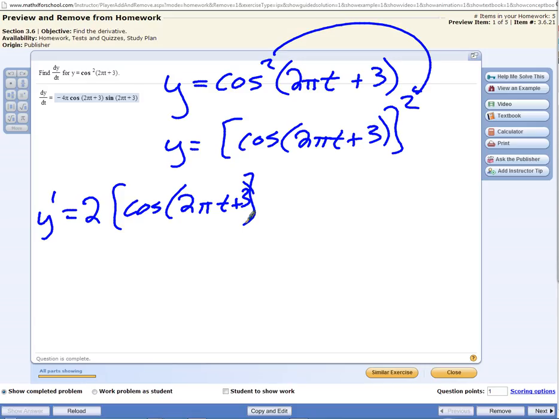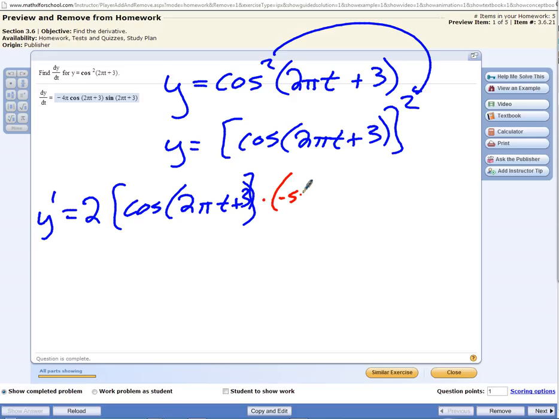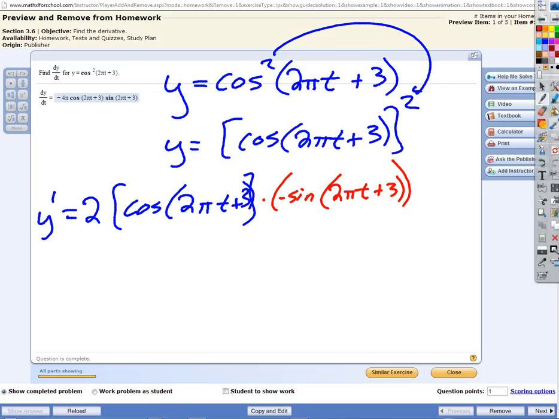Cosine. Okay, we have a derivative of cosine. What's the derivative of cosine of something? Negative sine of something. So times negative sine of 2 pi t plus 3. And then finally, if we peel away the cosine, I get to the very last inside layer. And what's the derivative of 2 pi t plus 3 if I'm differentiating with respect to t? Just 2 pi. So finally we just get 2 pi.